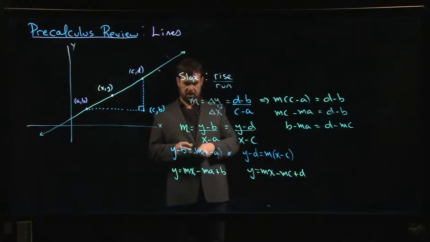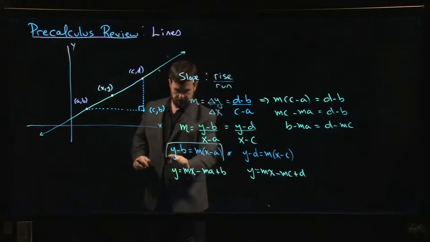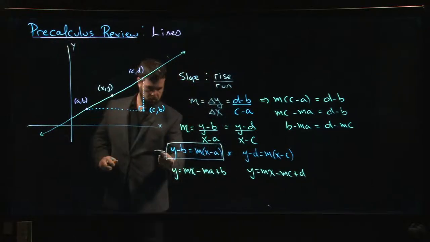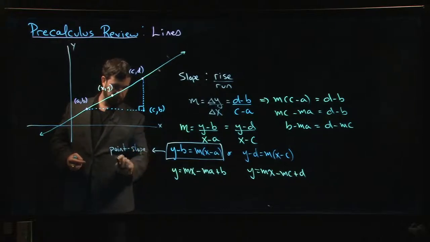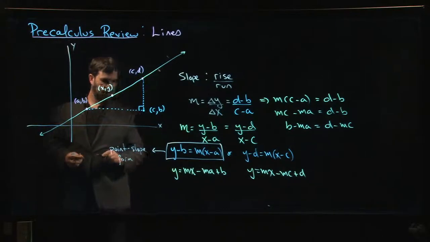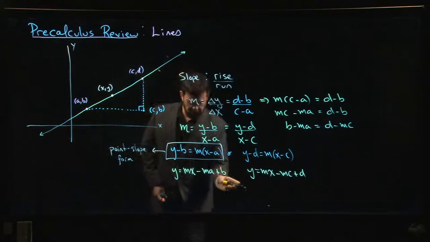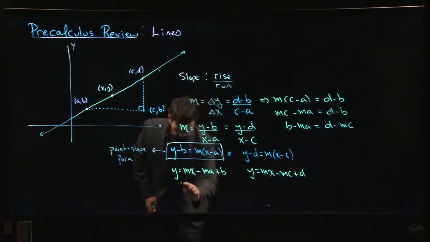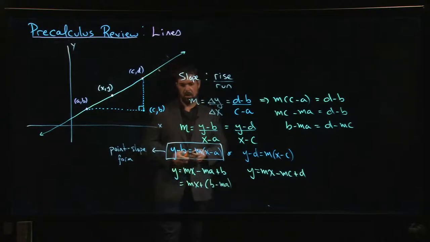This form here, this equation, by the way, this is usually called the point slope form of a line. A lot of you are probably more used to seeing it in this form here, right? So mx plus, and then let's just put that all, b minus ma. This is sometimes called the slope intercept form, right?